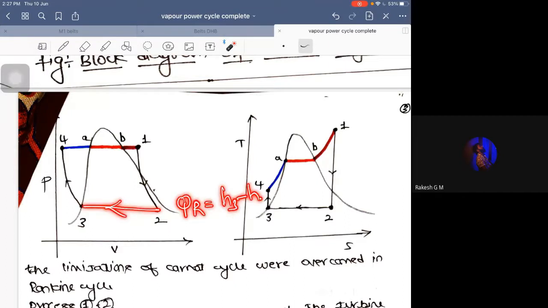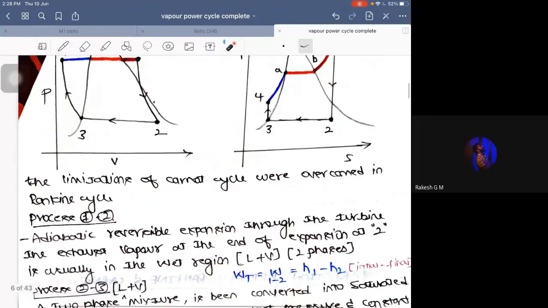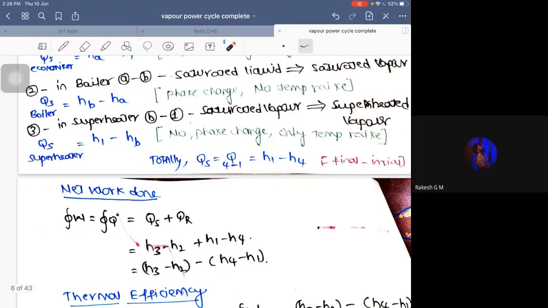H2 minus H3. Correct. But you have to see, for heat, it is final minus initial. So it is H3 minus H2. This is how you calculate the heat rejected. So the same thing: QS is H1 minus H4, and QR is H3 minus H2. If you write H4 minus H1, then you add a minus sign here.